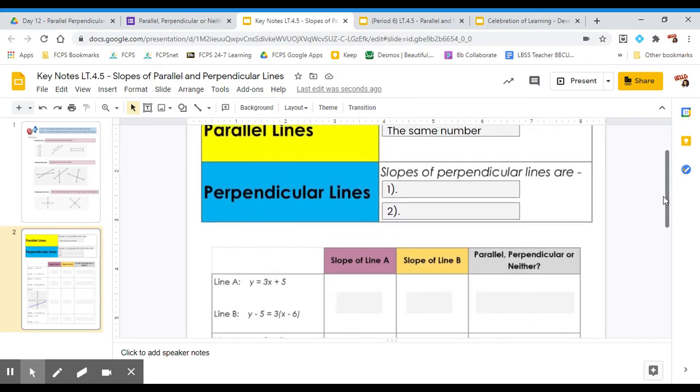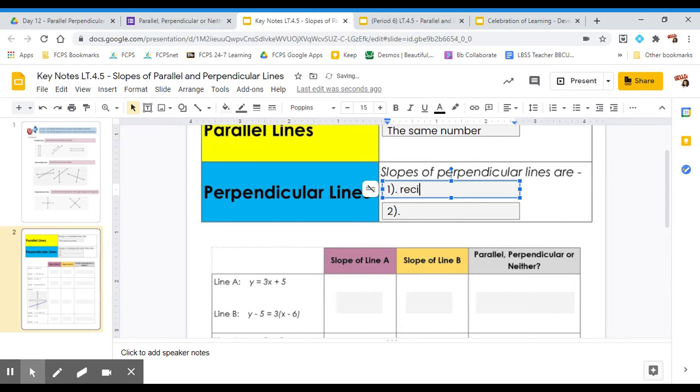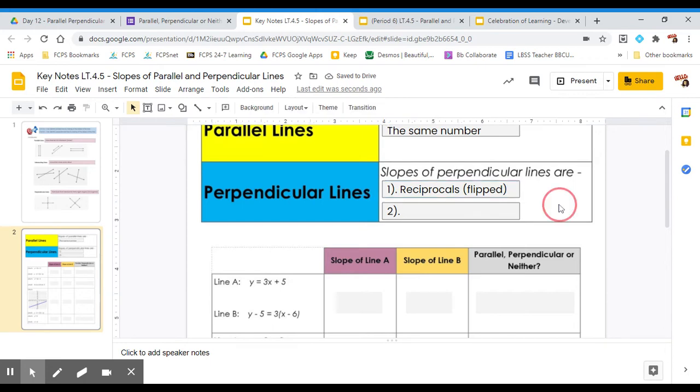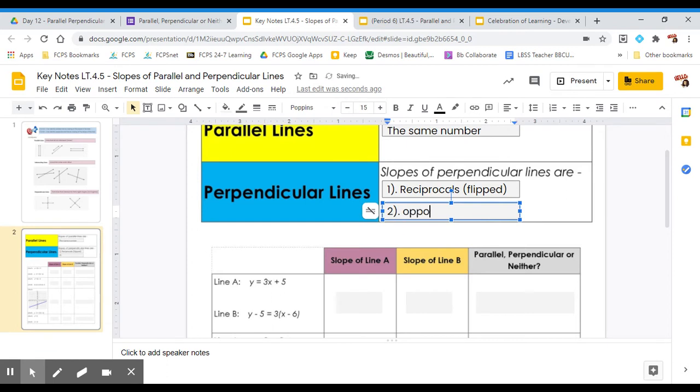Perpendicular lines, there are two things special about the slopes. First is that they're reciprocals. So if you have 3 over 5, that means the perpendicular line will be 5 over 3. They're also opposite signs. There's one negative sign and one positive sign.